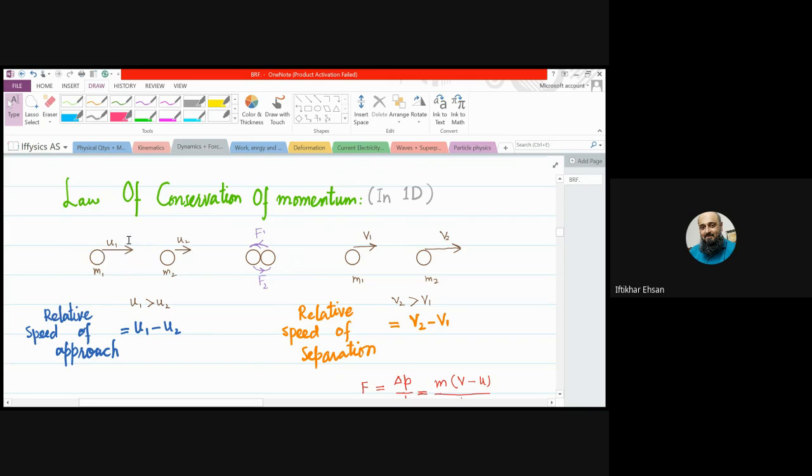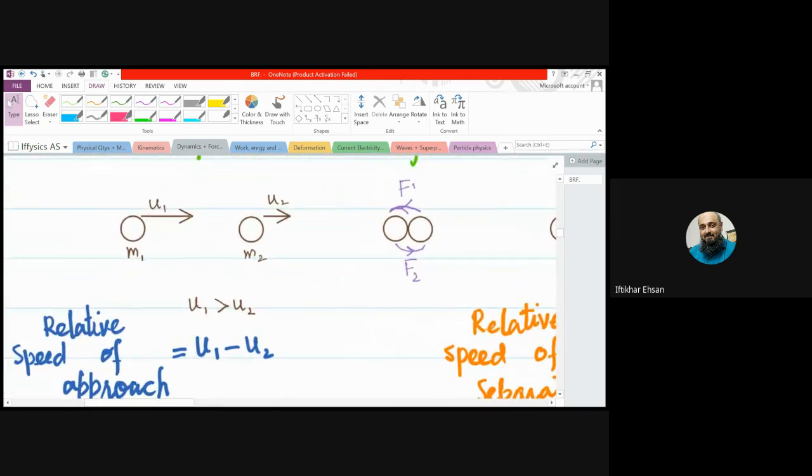Here now, if you notice, this arrow u1 is larger than u2. This is to show that the speed of u1 is faster than the speed of u2 of the second object. Why? If it is faster, then it will get closer to collide, right? If the second object would have been faster or their speeds would have been equal, then they would not have come closer to each other, right?